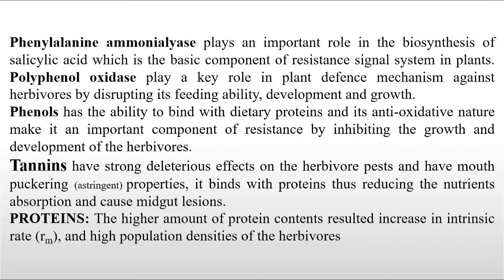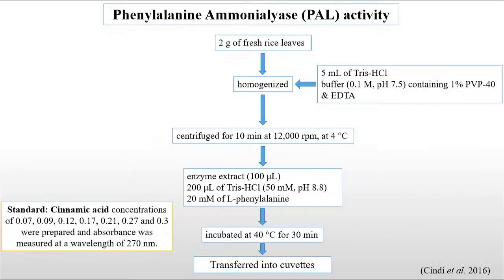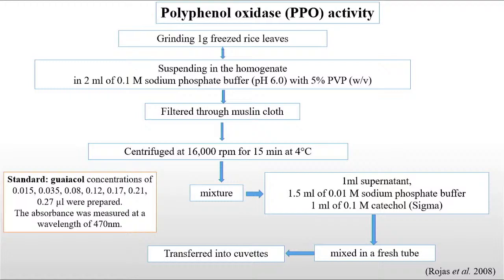When the protein was detected and estimated, the higher amount of protein content resulted in an increased intrinsic rate of increase and high population density of the herbivory. So at this stage, the protein estimation gave us an otherwise result. The more protein we provide to the crops, the more vigorous and strong the crop will be, but the more appealing it will be for the insect pest.